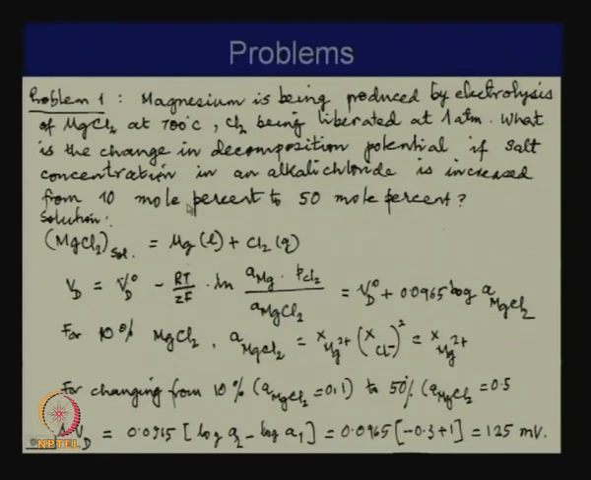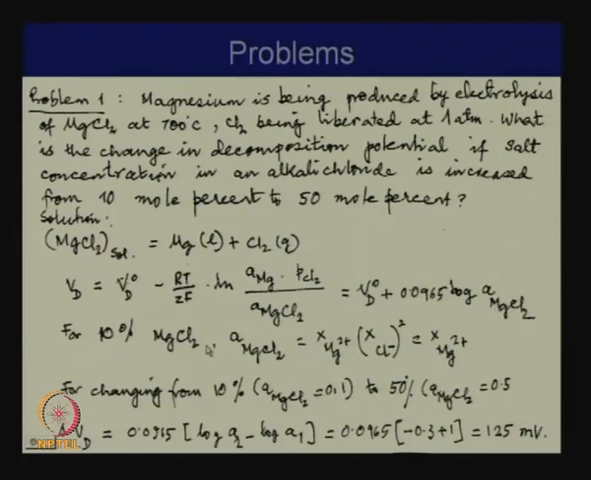then we have the activity terms, ln of a_Mg times P_Cl2, and this is ln K, the equilibrium constant here. So, in the expression we can ignore P_Cl2 because, as we have said, it is 1 atmosphere. We assume that activity of magnesium is unity because it is pure magnesium coming out. So, the expression only has activity of magnesium chloride.